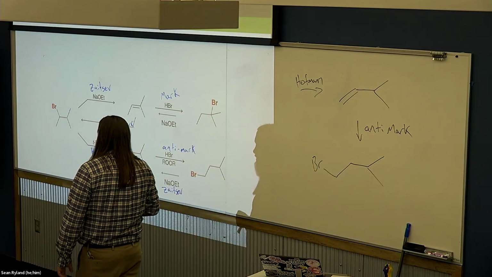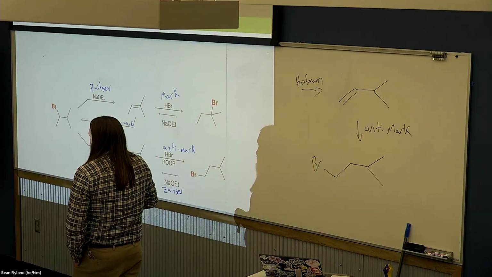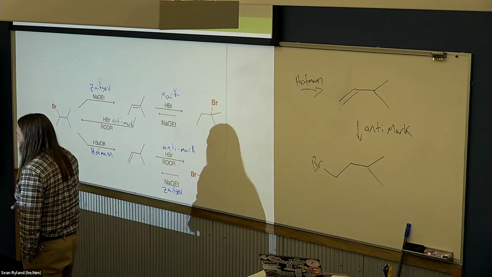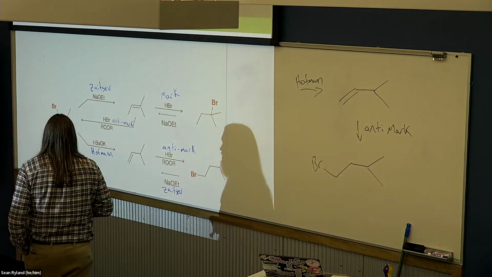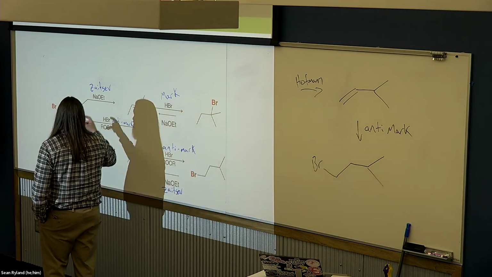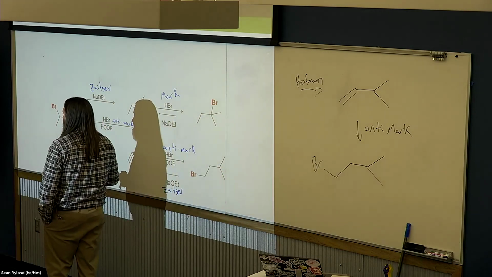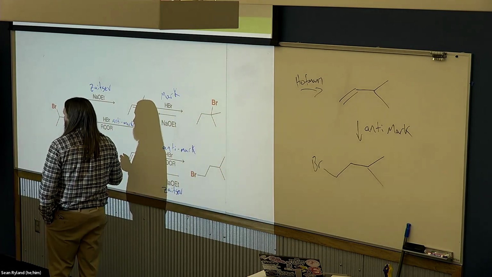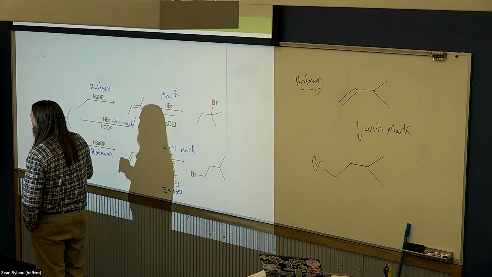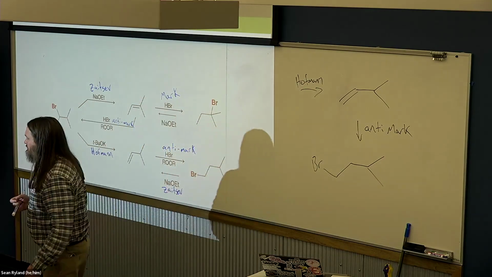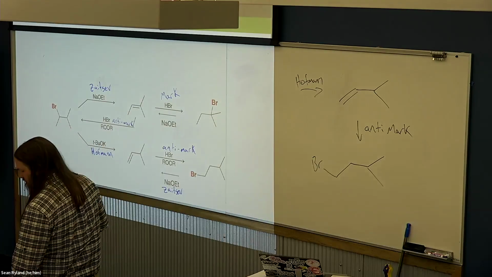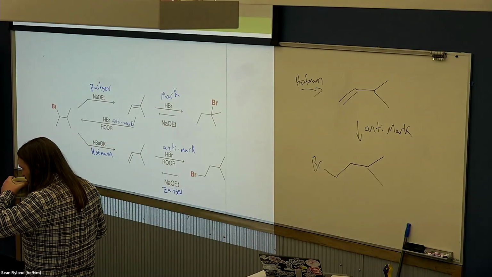And Zaitsev always needs a strong, non-hindered base. Correct. So either hydroxide or ethoxide are both common cases. The reason ethoxide gets used a little bit more often than hydroxide is because hydroxide is also a strong nucleophile, and ethoxide is a little bit less strong of a nucleophile. Because with the hydroxide, we should end up with alcohol, right?